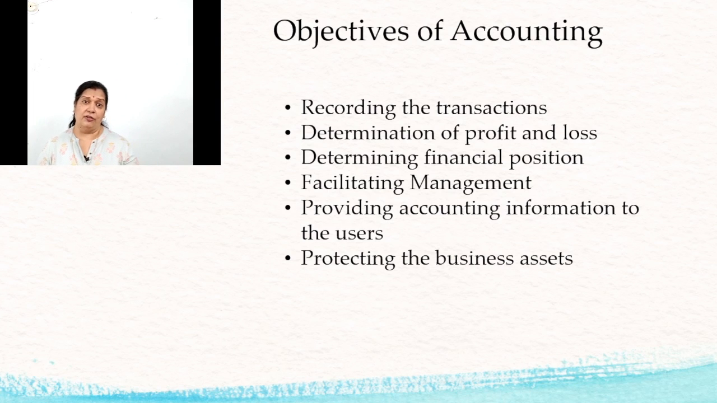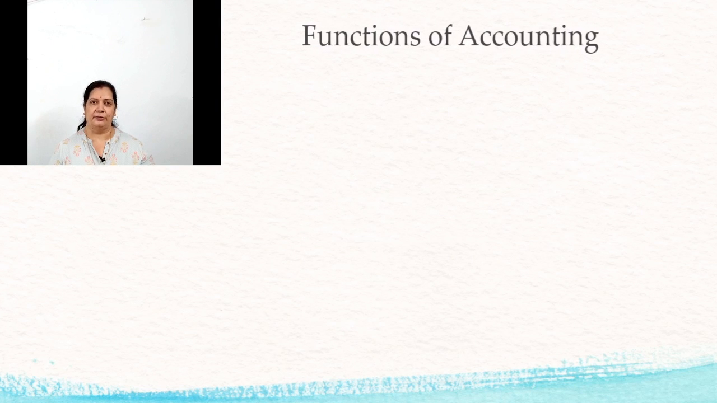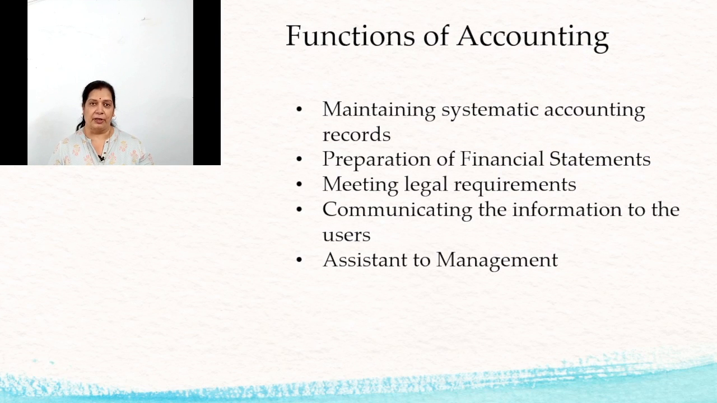Functions of accounting. Now what are the functions of accounting? The first point is maintaining systematic accounting records. The primary function of accounting is to maintain or record the business transactions systematically. Systematically means to follow all the rules and the principles of the accounting.